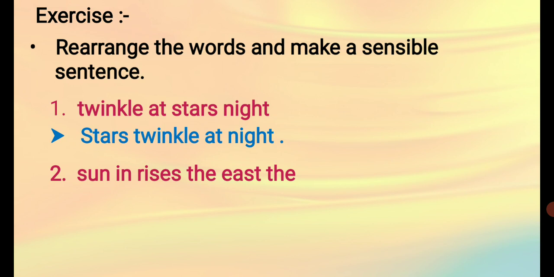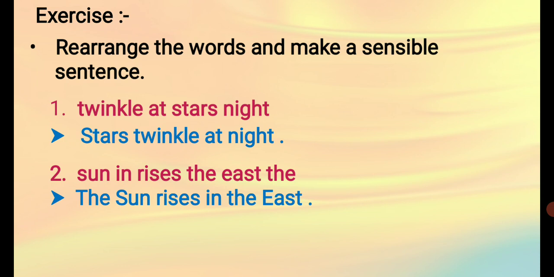So what will be the first word of the sentence? The sun. After sun, what will we put there? Then the action part. What is the action part? Rises. So the sun rises. And what is the rest of the sentence? In the east. So what will be the answer of this sentence? The sun rises in the east will be the answer of the sentence. Understand? Let's move on.